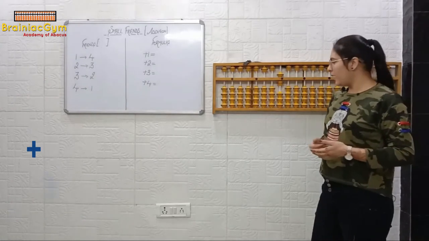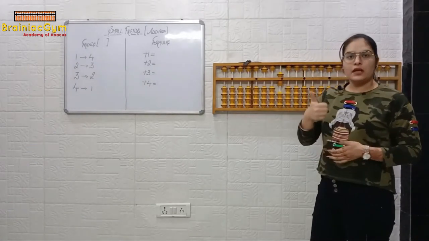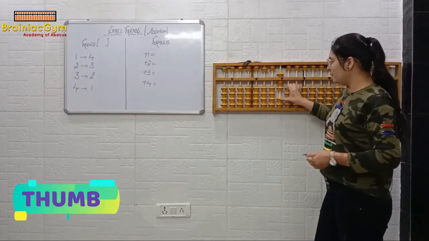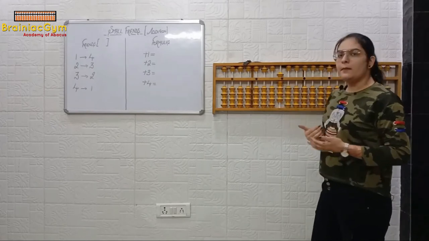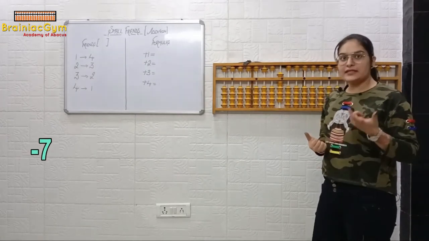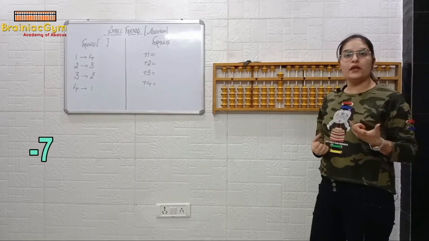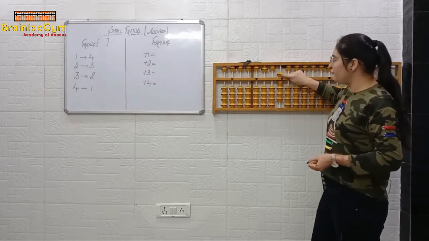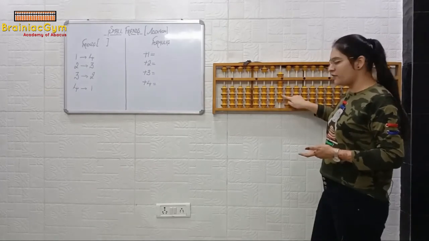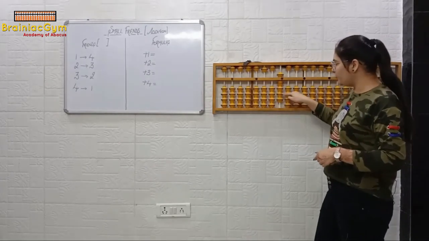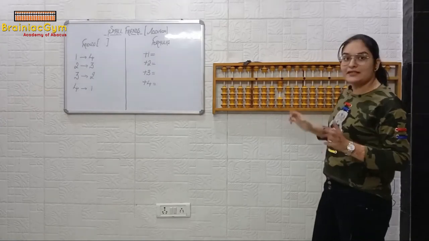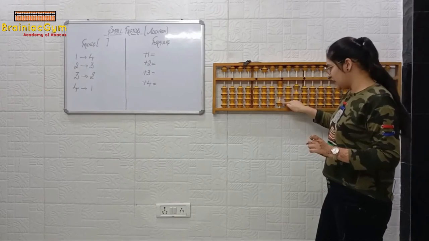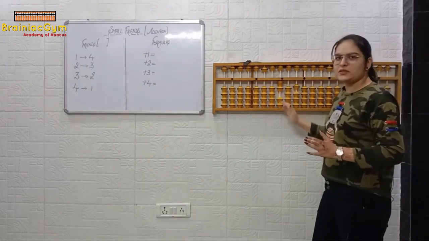Plus 3. Plus 3 with thumb or finger? Thumb. Plus 1. Plus 2. Plus 3. Minus 7. Again it's minus, so minus is always done with finger. Minus 7 hai. So aapne minus mein sabse pehle 5 leke jaoge, then 6, then 7. Isko opposite nahi karna ki pehle aap 2 minus kar rahe ho fir 5 leke ja rahe ho. That is wrong. Okay? So pehle hum minus 5, minus 6, then minus 7. Is way se karenge. Clear?